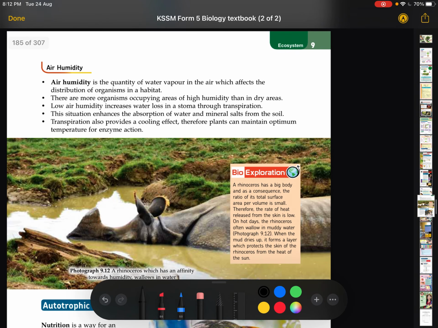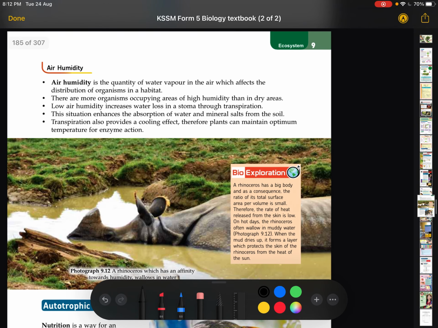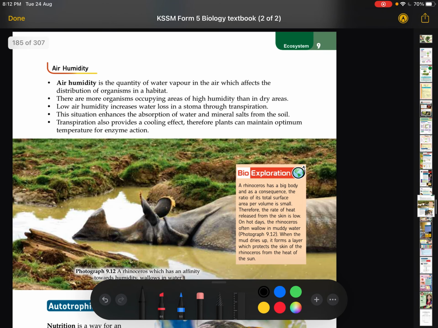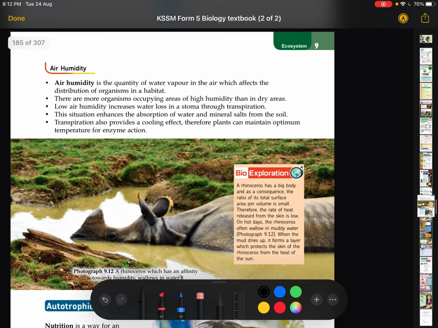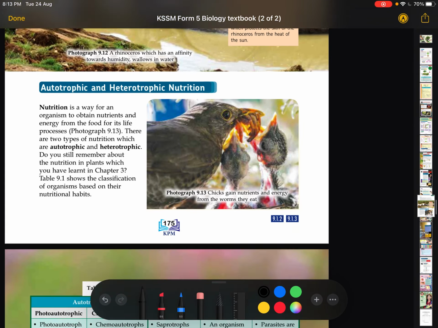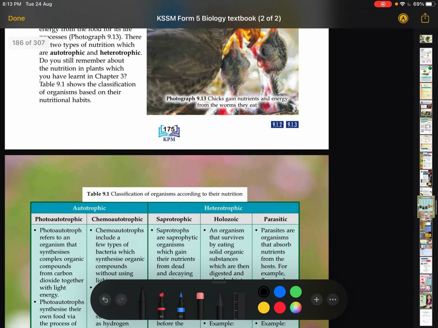And then, yeah, the next factor is air humidity. So usually plants love water, so they prefer to live at places with high humidity. They also like those places because they wouldn't lose water as fast. Because if the air is not humid enough, the plants will lose water through transpiration. So yeah, if they aren't able to adapt, they will die. That's why they prefer more humid areas.